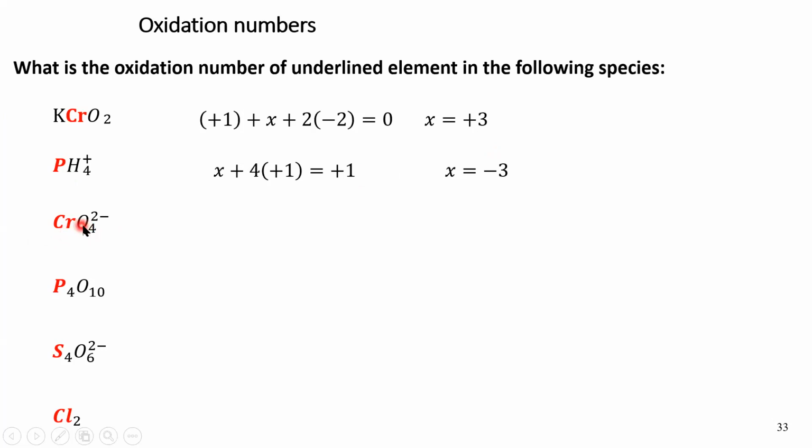Oxygen is almost always a -2, and there are 4 of them. And this is a polyatomic ion. The sum of all the oxidation numbers has to equal -2. So we set up our algebra. X plus 4 times -2 equals -2. We don't know chromium, so there's our x. There are 4 oxygens, and they're each -2, so that's where that 4 times -2 comes from. And the sum has to equal the charge on the ion. So x minus 8 equals -2. Add 8 to both sides, x equals +6.